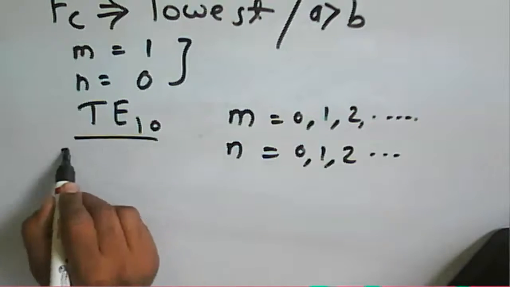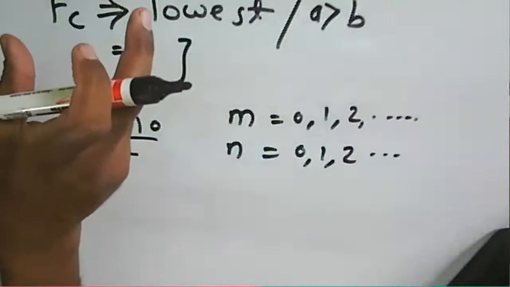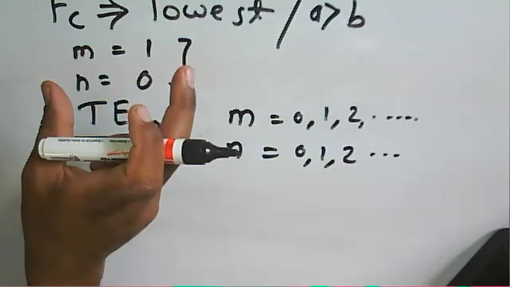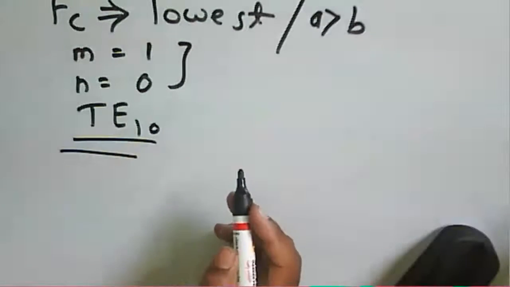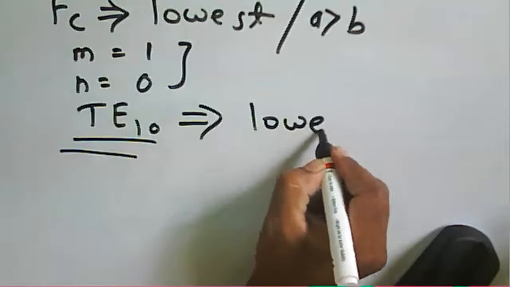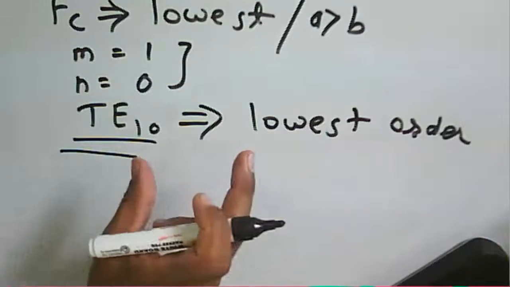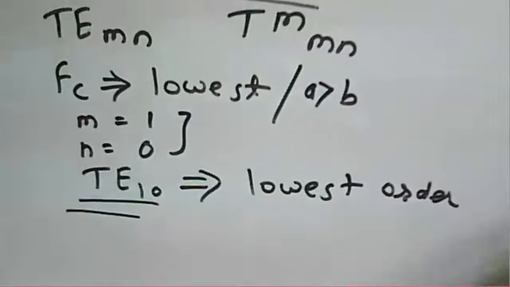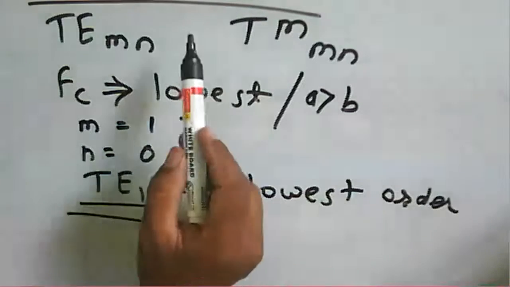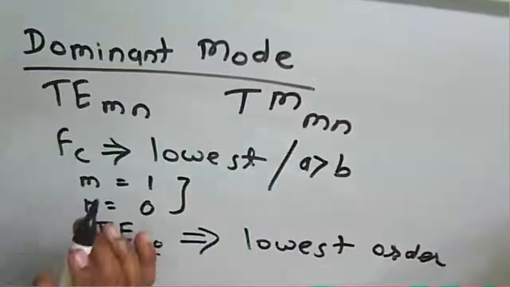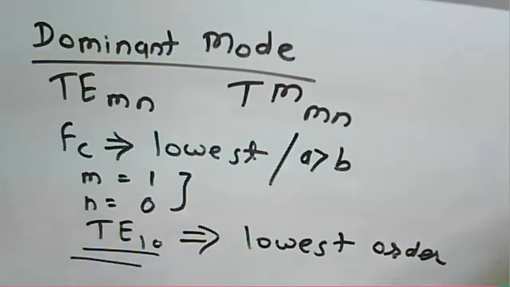So at a TE10 mode, we will get that mode which has the lowest cutoff frequency, and that mode is called the lowest order mode. Even that order is again the lowest. So it has the lowest order as well as the lowest cutoff frequency, and that mode is called the dominant mode. So what does dominant mode mean? It has the lowest cutoff frequency as well as the lowest order. So that mode is called the dominant mode. Here in this case, m is equal to 1, n is equal to 0, so TE10 mode is the dominant mode.